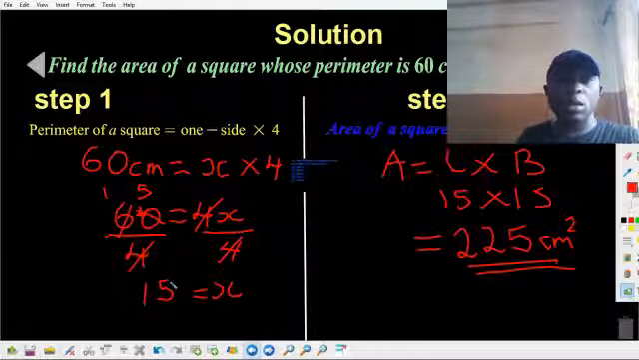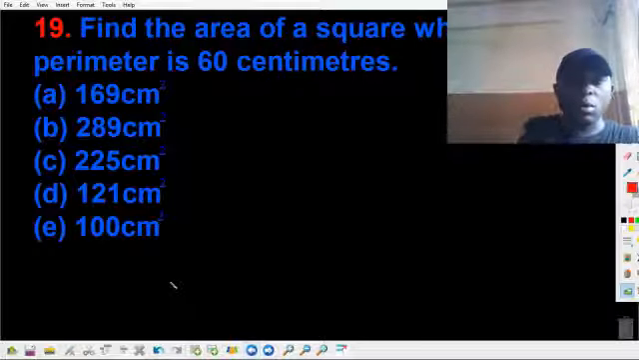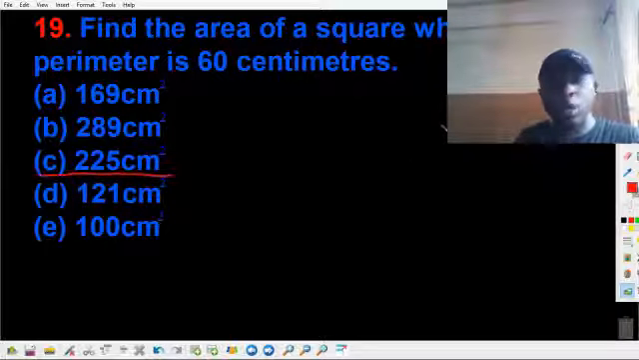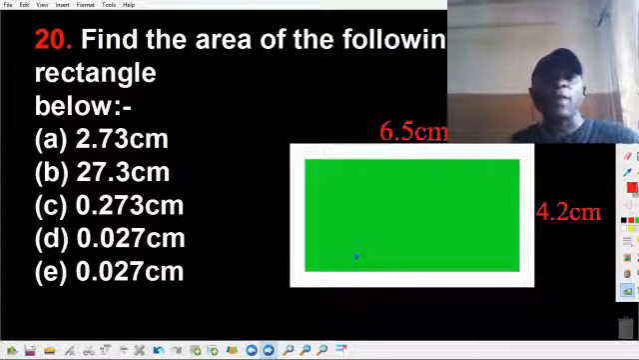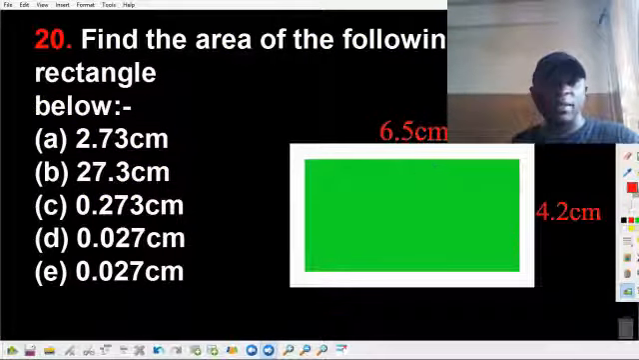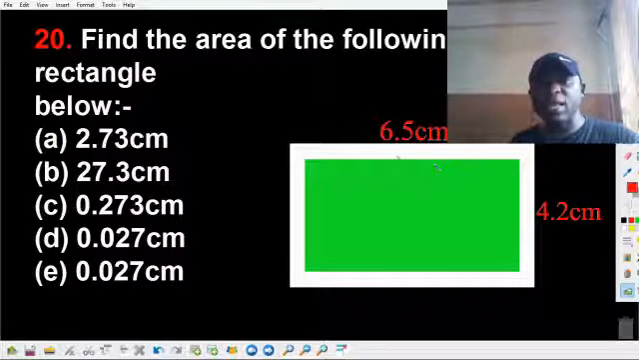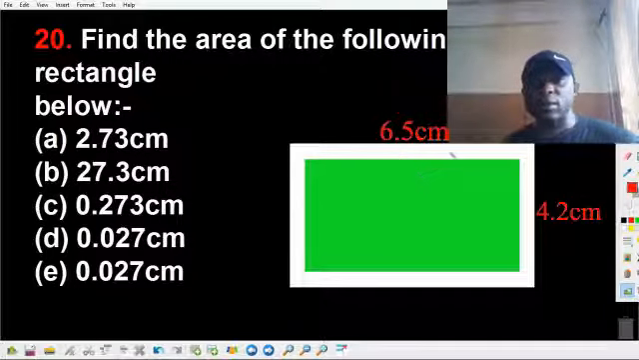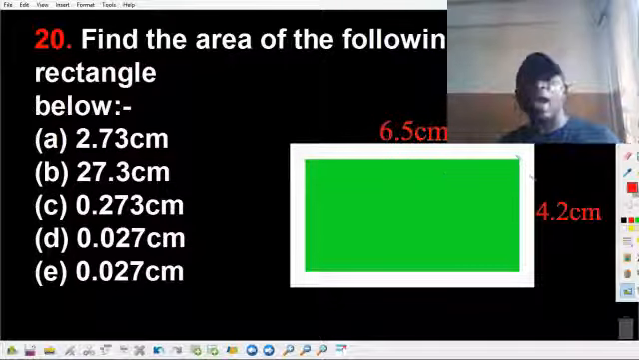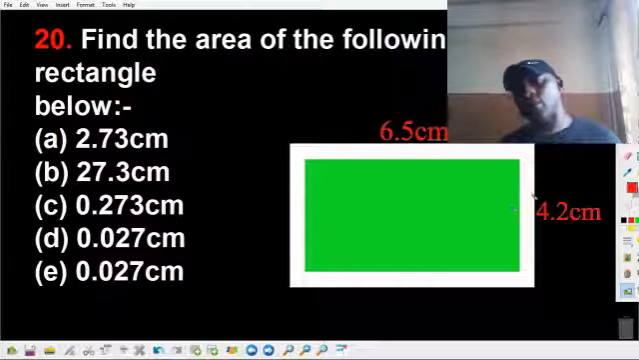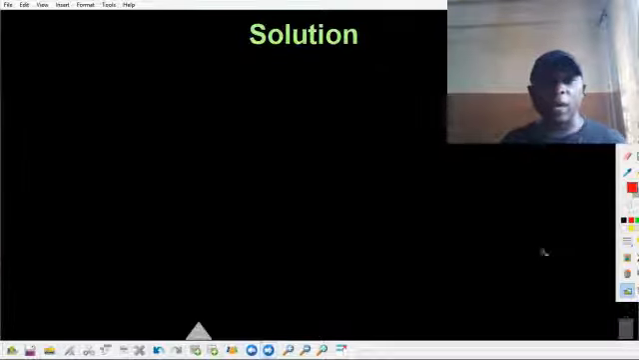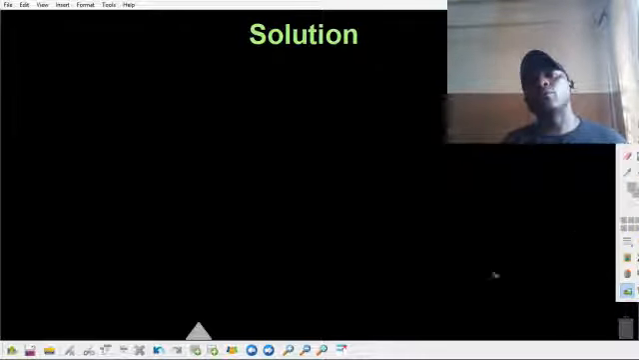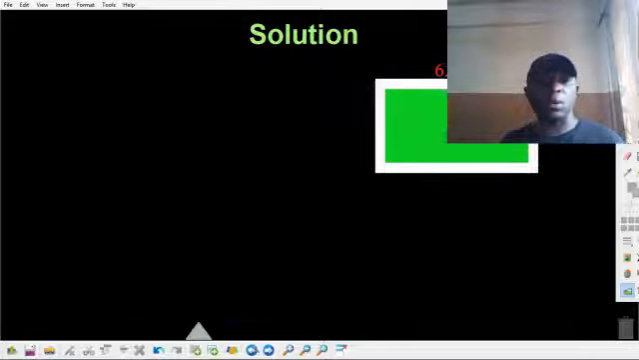Now let's quickly pick our option. What are the options we have? We have option C. Now let's look at number 20. Find the area of the following rectangle. Right here, the length has been given to us as 6.5 centimeter, and the breadth has been given to us as 4.2 centimeter. Now, first thing we need to do here is to recognize the formula of this shape.